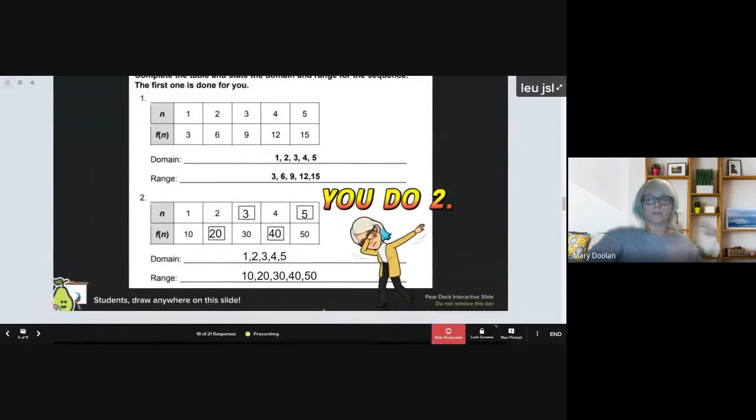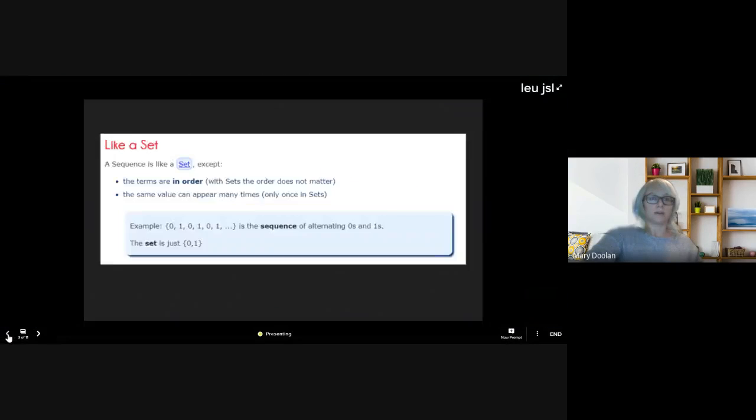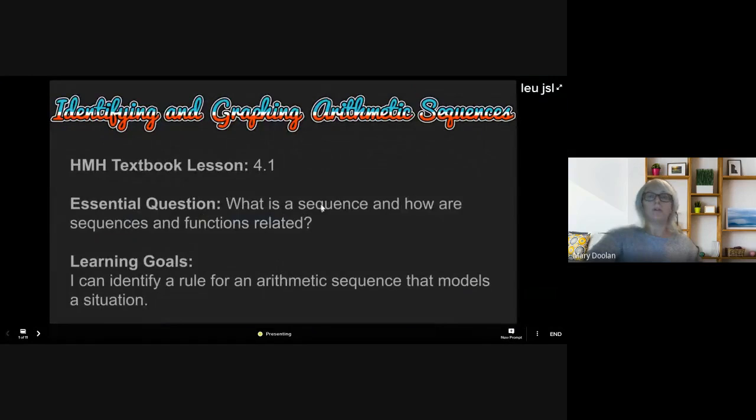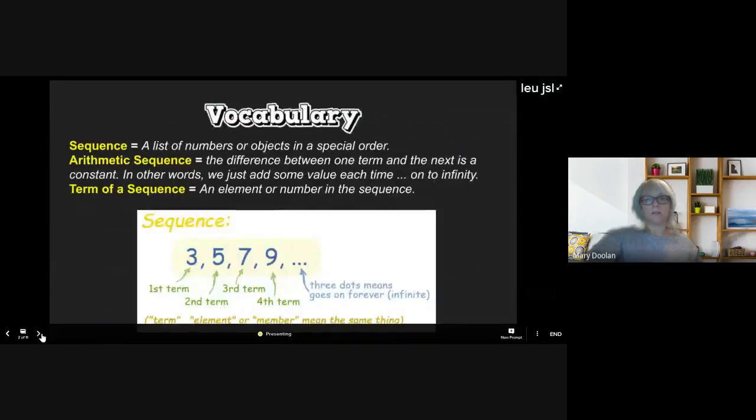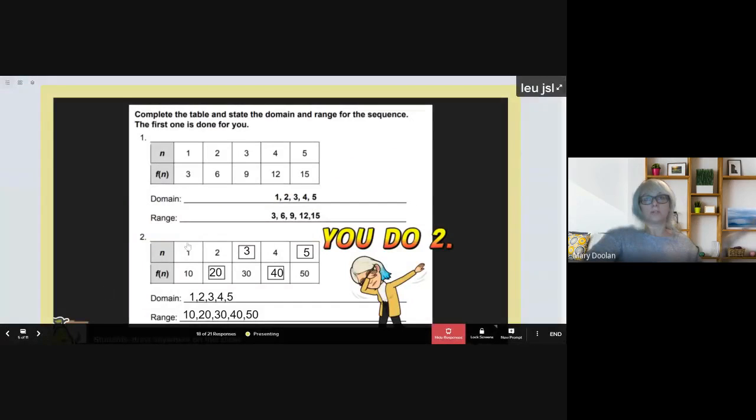Okay, so a sequence is a lot like a function. And so what I'm going to do real quick is just come back to your EQ. It says, what is a sequence and how are sequences and functions related? Okay, so we just looked at 2 sequences, and we were kind of comparing them the same way we can with functions. What is the domain? What is the range?